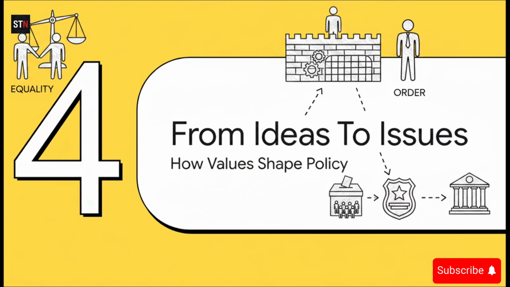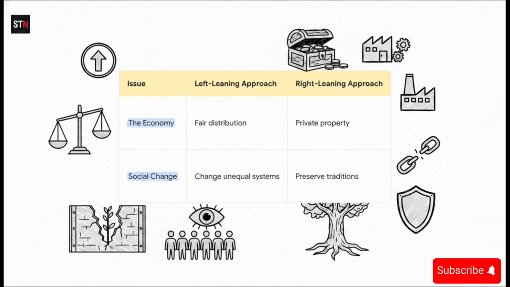Okay, so we've got the core values down, equality versus order. But how does a big philosophical difference like that actually show up in the real world? Let's take a look at how these ideas translate into actual positions on everyday issues. This chart here shows exactly how it works. So take the economy. If your starting point is equality, you're naturally going to be focused on things like fair wealth distribution. But if your starting point is order and individual freedom, you're going to emphasize things like free enterprise. Same thing with social change. The left is way more open to reforming institutions it sees as unfair, while the right is more cautious, believing that there's real wisdom baked into those traditions. The starting value directly shapes the policy.